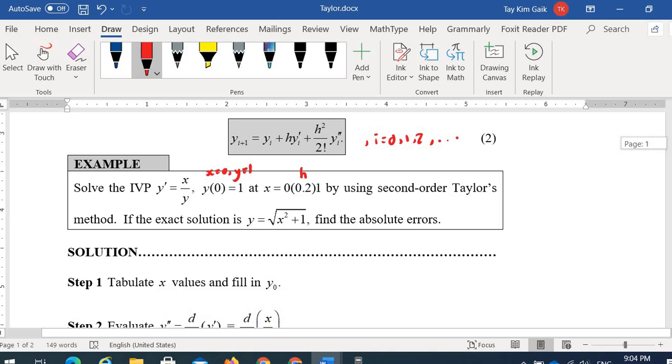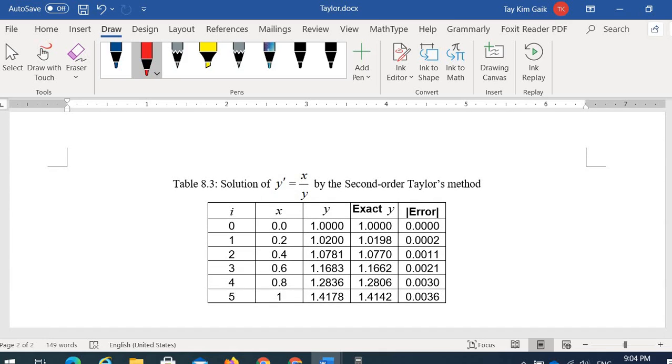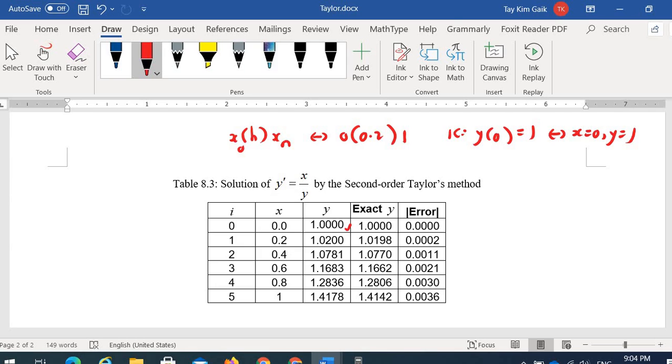So first step, we tabulate the x values and fill in y0. x from 0 with increment 0.2 up to 1. This is h, x0 up to xn, which is given as 0, 0.2 up to 1. It means x0, the starting value of x, is 0, the increment h is 0.2, and the last value is 1. Then we create the iteration variable i, which starts from 0, 1, 2, 3, 4, 5. So first, we calculate the x value and then plug in the initial condition, and we have y0 equal to 1, which means when x equals 0, y equals 1. Now we are going to calculate y1.